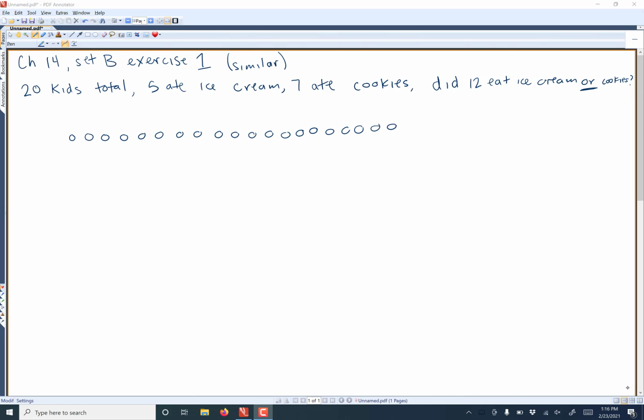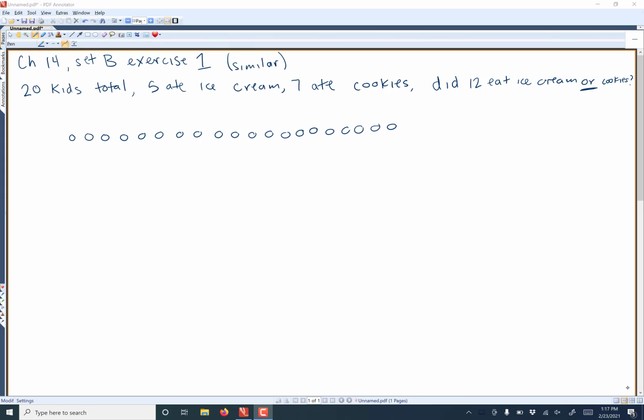This is chapter 14, set B, exercise 1. I'm going to do a similar exercise, mostly so I can circle fewer things at a time. But let's say that 20 kids went to a party in total. Okay, and we know that 5 ate ice cream and 7 ate cookies. And so the book wants us to know something similar to this.